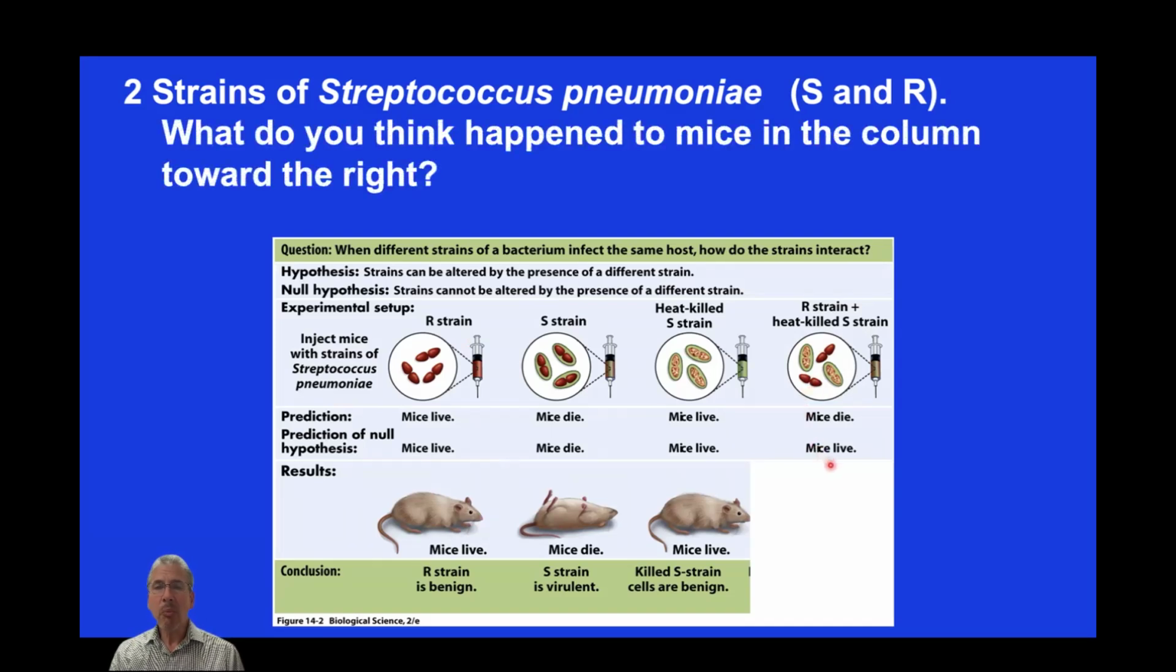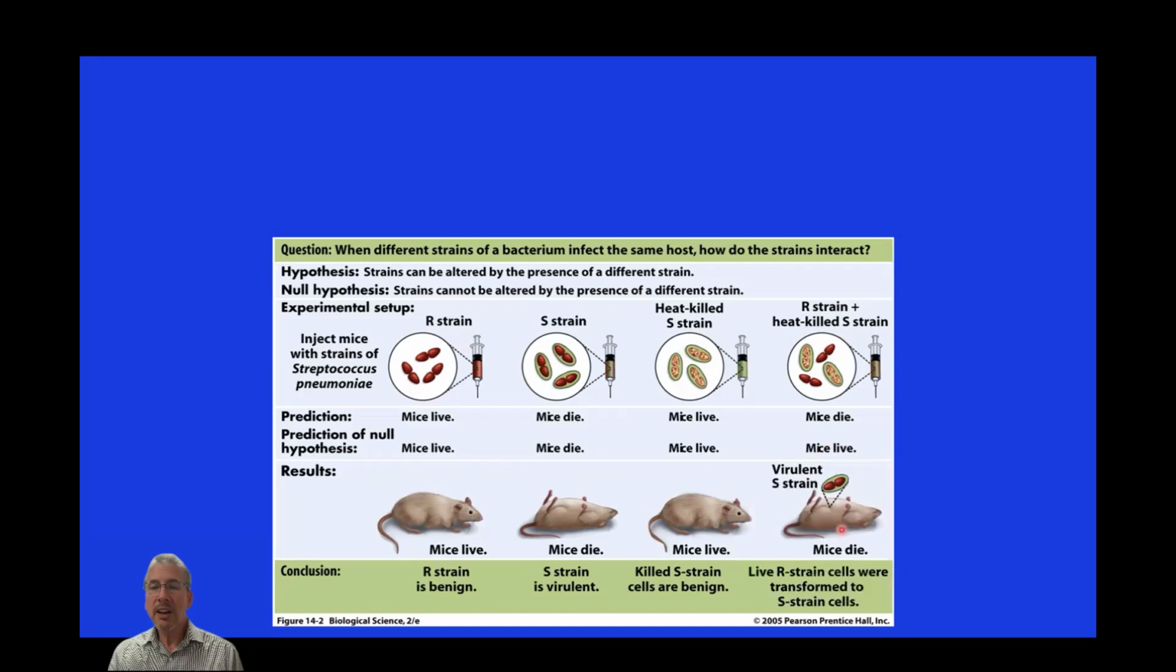So given that setup, what do you think would happen toward the right here in this situation? After all, we established earlier that the heat-killed smooth strain had really no impact on the mice. It was benign. The rough strain, same thing. It was benign. Mice could live after being infected. But when you mix the two, you might predict the mice would probably live, no problem. But it turns out they died. Not only did the mice die, but you also found that they were loaded with living smooth strain bacteria.